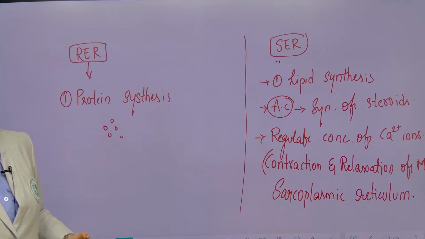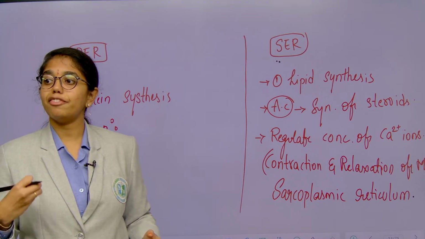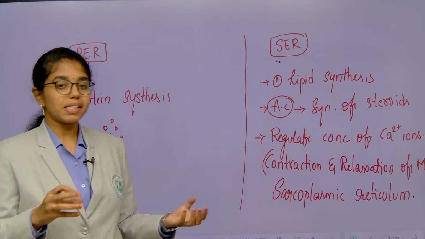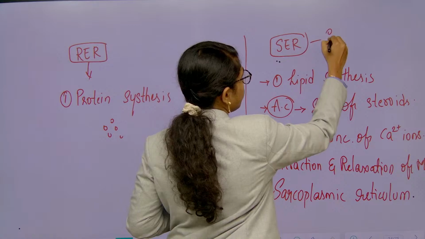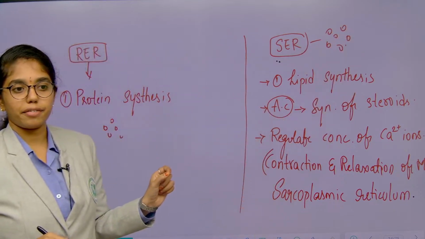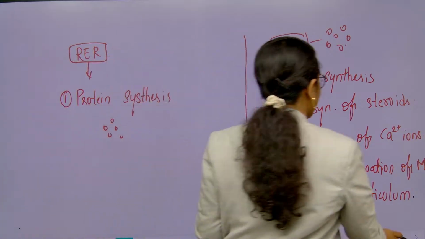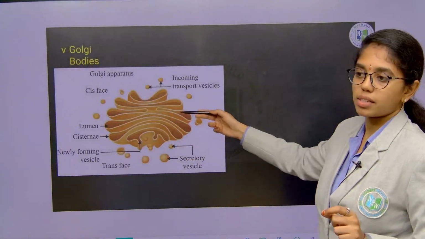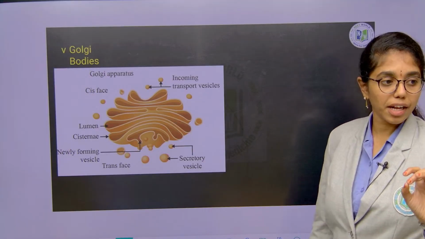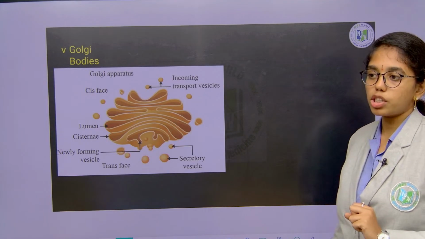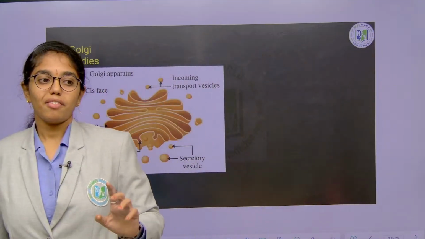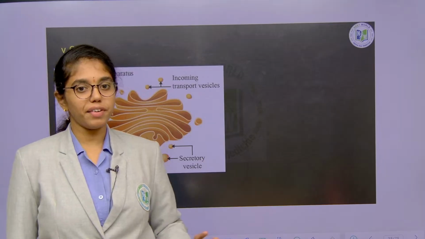In simple terms, RER will be synthesizing naive proteins, SER will be synthesizing naive lipids, meaning lipids and proteins are synthesized in the form of vesicles, but they are metabolically inactive. They will get metabolically active in Golgi bodies. How? They will be properly processed, packaged and transported. The events of Golgi bodies we will see in the next class, but I will end the class once we do a few objective questions.